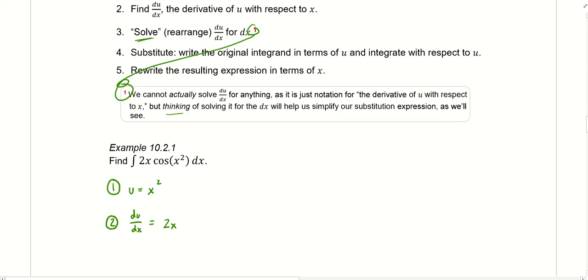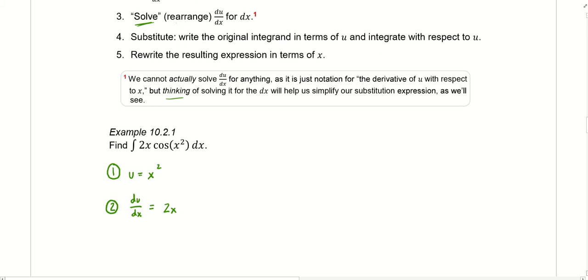But thinking of solving it helps us simplify our substitution expression. So even though we're not actually solving this thing, we are rearranging it, and it does help us rewrite our expression and simplify things. I like to think of it as solve just because that's usually what we say when we're isolating an expression for something. But really, we're just rearranging it and we're kind of breaking up this notation. It almost seems like we shouldn't be able to do that. Technically, we shouldn't. But again, the idea here is this process of substitution. We're going to see in just a second how this step 3 really helps us in step 4.